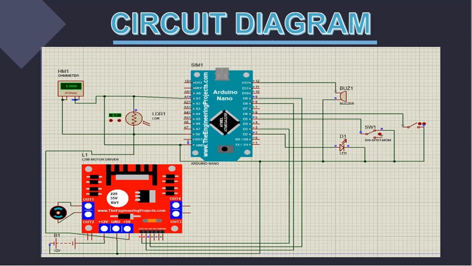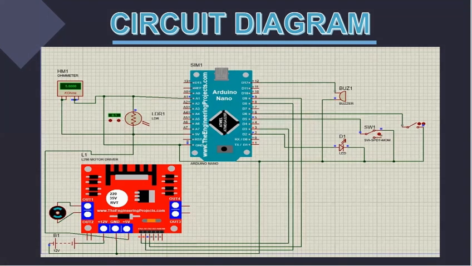We have used one buzzer which is connected through pin 12 and ground. We have used one control switch which is connected to pin 6 and ground. One window switch which is connected to pin 5 and ground. And we have used one LED which is connected to pin 2 and ground.